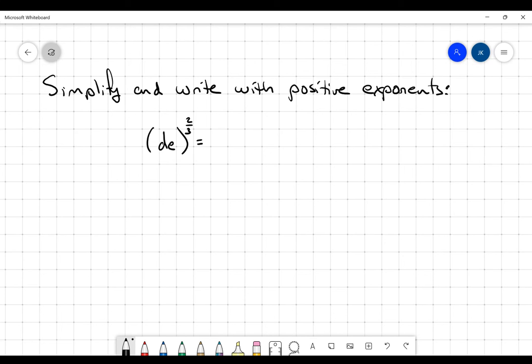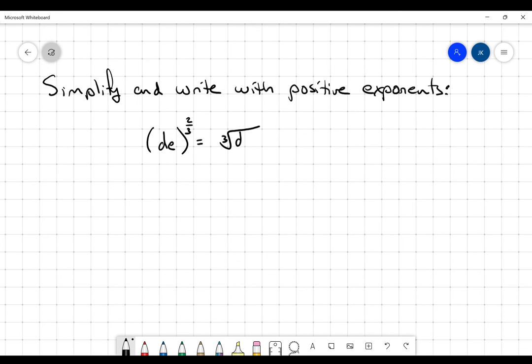All right, hi everybody. So this question says simplify and write with positive exponents. And to be honest with this one here, it's hard to say whether this is already in simplest form or not. But there are a couple of things that are kind of implied by what's going on here. So one thing that you could do, for example, is simply take that fractional exponent.